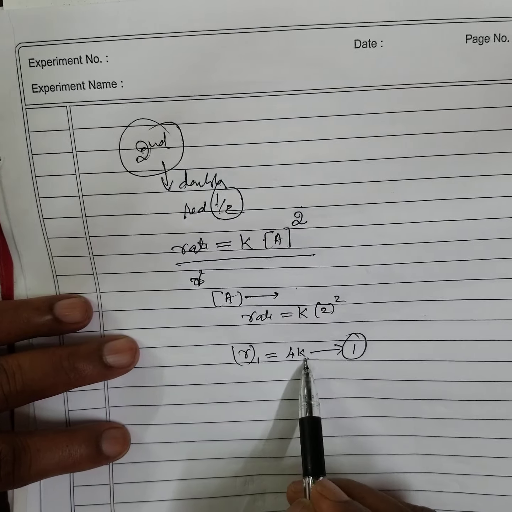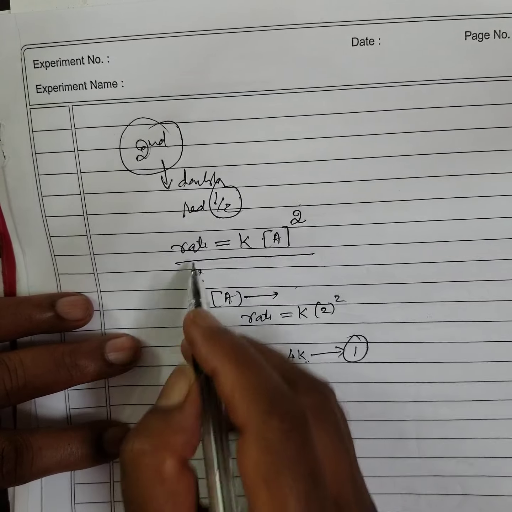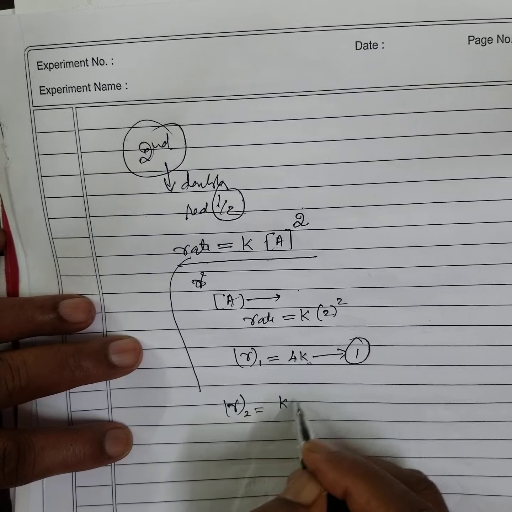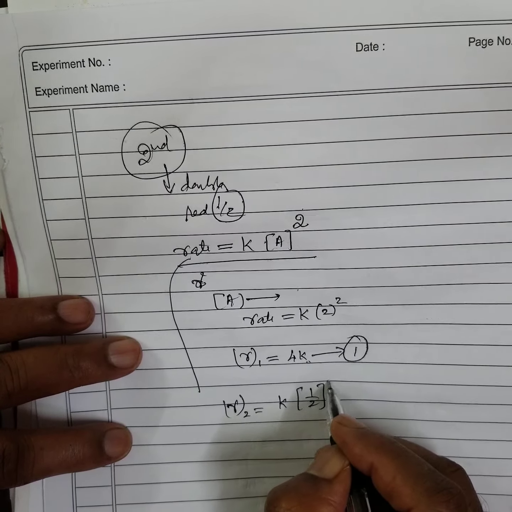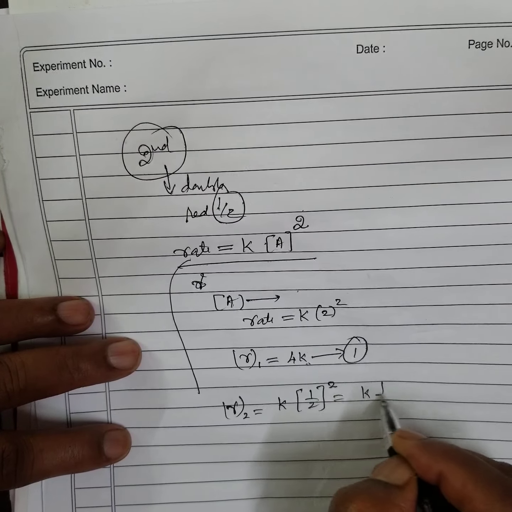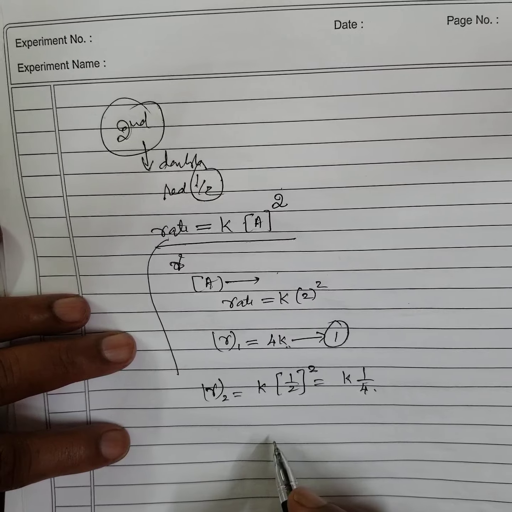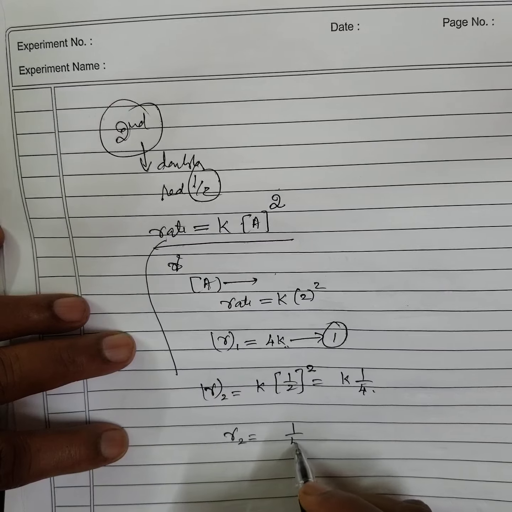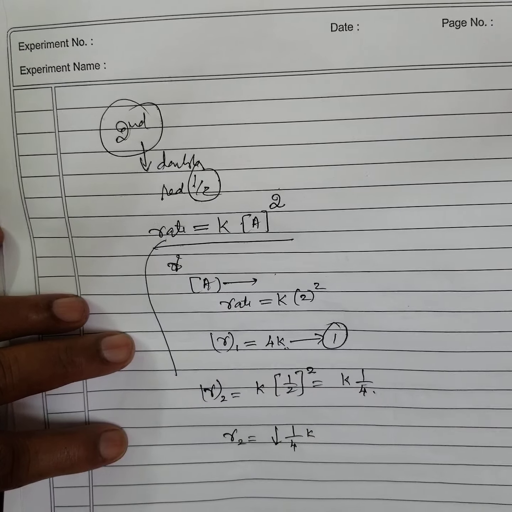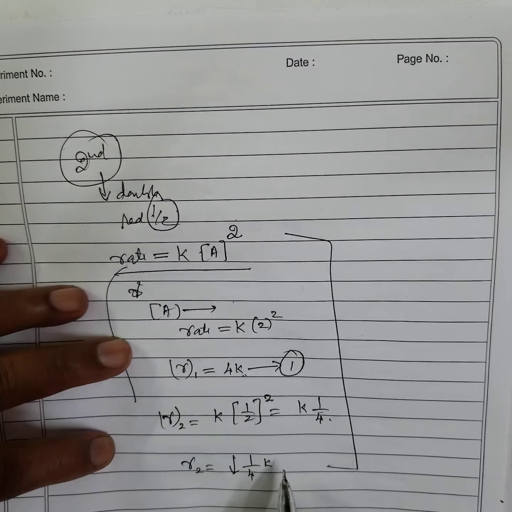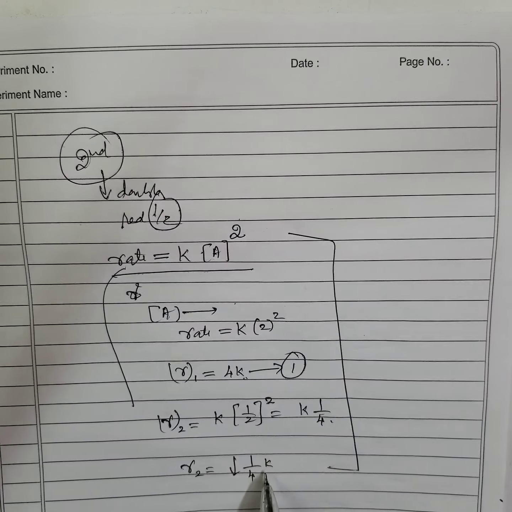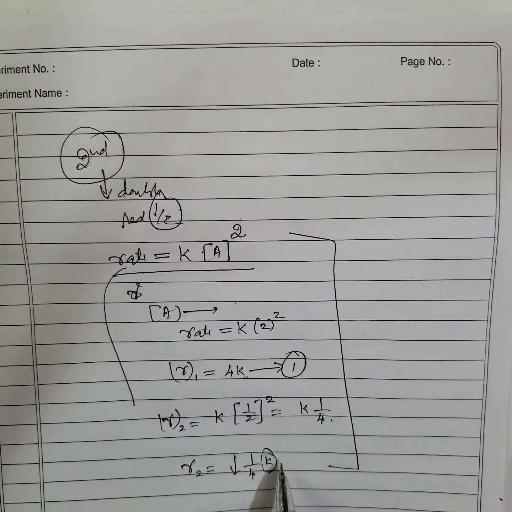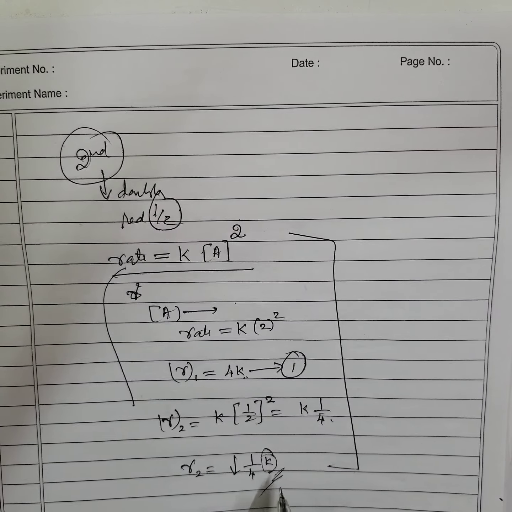That means the rate increases by 4 times when the concentration increases. In the second case, when the concentration is half, K is equal to 1 by 4. The rate of the reaction decreases by 4 times. Decreases by 4 times. Understood? Therefore, the rate of the reaction decreases to 1/4, that is 1/4 of the speed, not 4 times.